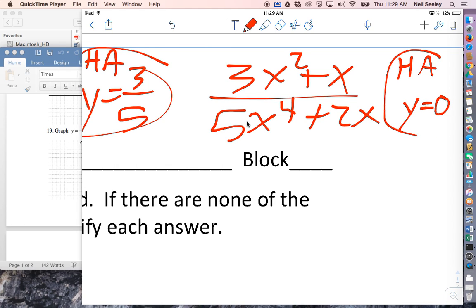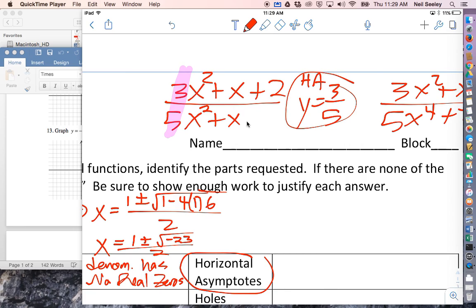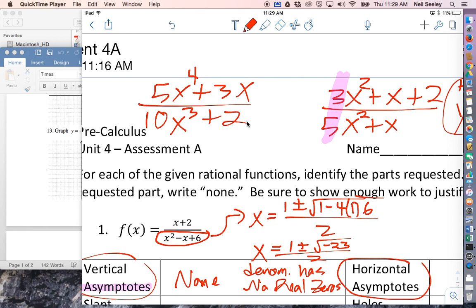Now the last final option is, if you think of it, the same degree top and bottom, higher degree in the bottom, the only other option we have is a higher degree on top, and there is no horizontal asymptote in that condition. So if I do 5x to the 4th plus 3x, etc., over 10x to the 3rd plus 2, something like that, this is higher degree on top, and there is no horizontal asymptote. That's the other condition. So those are the 3 places.